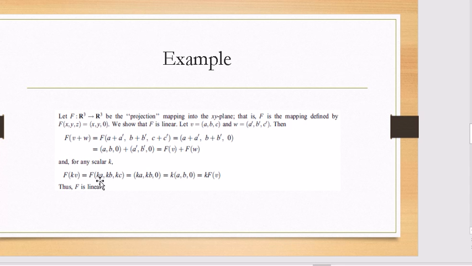By multiplying k with the vector v we get this vector, this triplet. Applying f, the projection map, we get this. This vector can be written as a multiple of a scalar and a vector. And this is, we know, k times f of v. Thus we have proved that f of kv equals k times f of v. Thus f is a linear function. Now we will see other examples of linear maps.